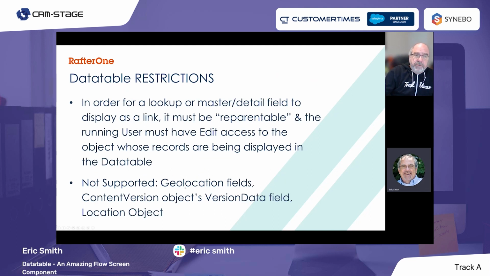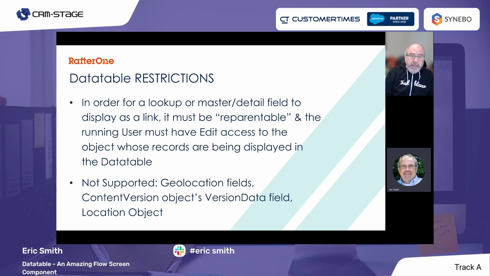A couple other things to watch out for. Those links where you can click on the name field for an object and go right to the record. In order for a lookup field or a master detail field to support that display as a link and be workable as a link, when you are defining that field in the object manager, it needs to be set up as what's called reparentable, and there's a checkbox for that. And the running user needs to have edit access to the object whose records are being displayed in the data table for that link to work. Otherwise, they might just see a record ID number rather than the name and the ability to link to the record.